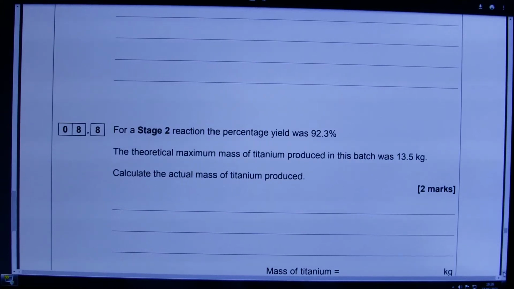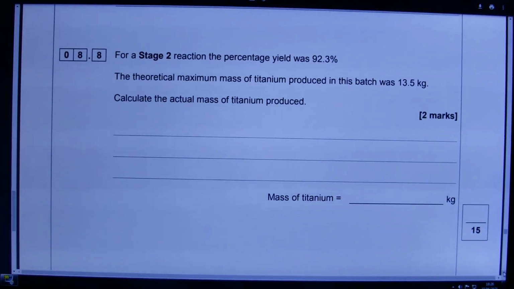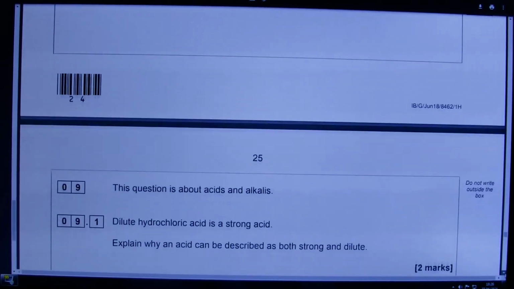For a stage 2 reaction, the percentage yield was 92.3%. The theoretical maximum mass was 13.5. Calculate the actual mass. 92.3% of 13.5. 92.3 over 100, in other words, or 0.923 times 13.5.